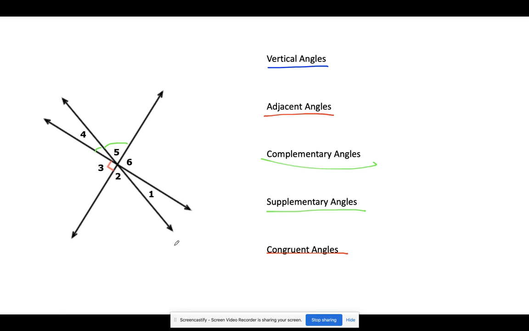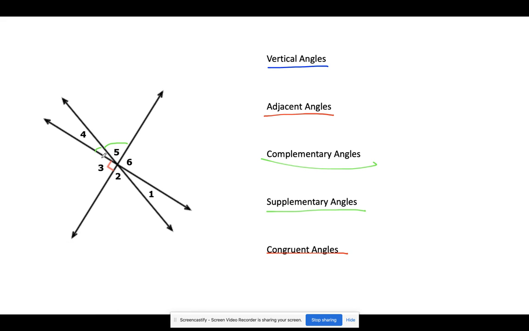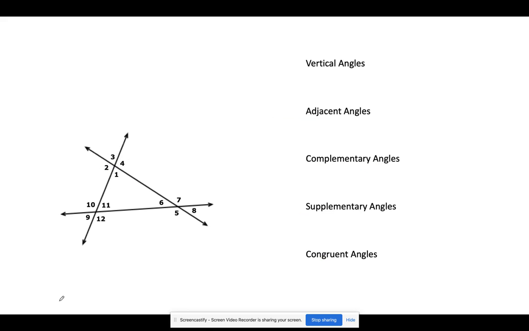Supplementary angles add up to 180. So if I was to talk about supplementary angles, I would say that angle 3 and the combination of 2 and 1 together would be considered supplementary. So let's look at a different slide, and I want to help you understand that sometimes we're going to give more complex diagrams, and we still want to be able to look and tell, okay, what are vertical angles?